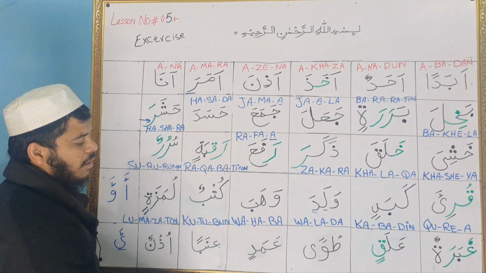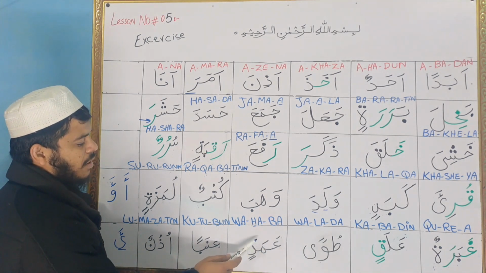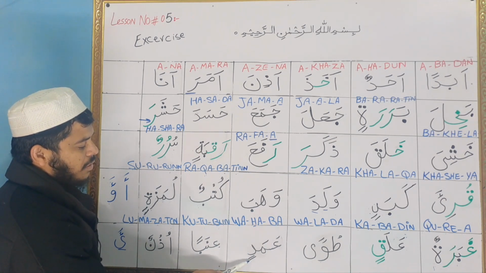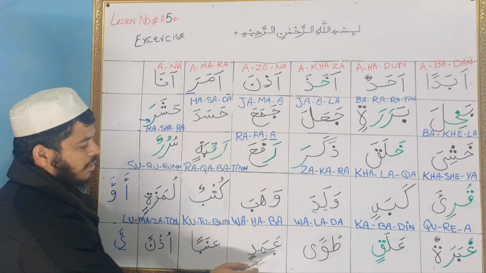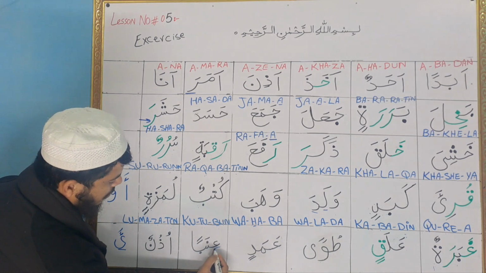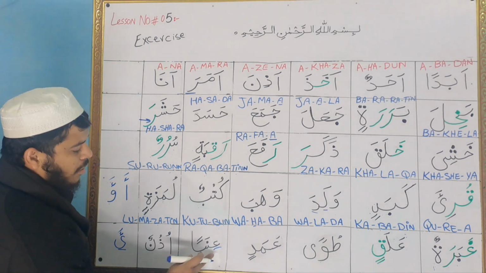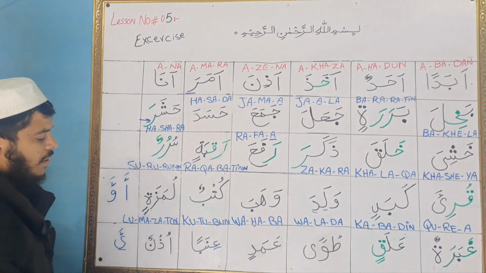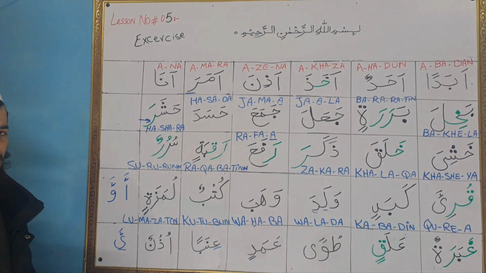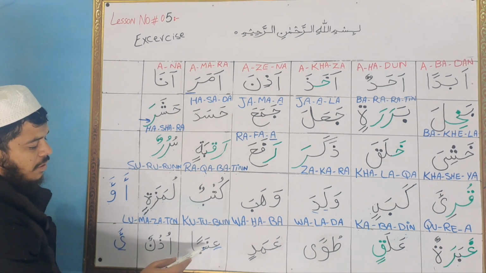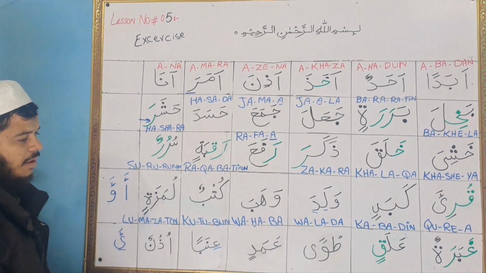Ain fatha a, mim fatha ma, dal two kasras, din, amadin. Ain kasra i, noon fatha na, ba two fathas, ban, Aina ban.